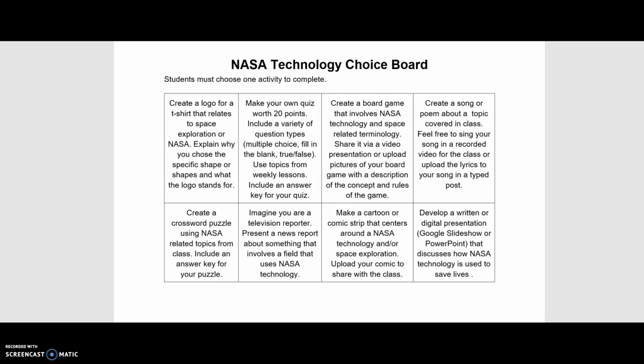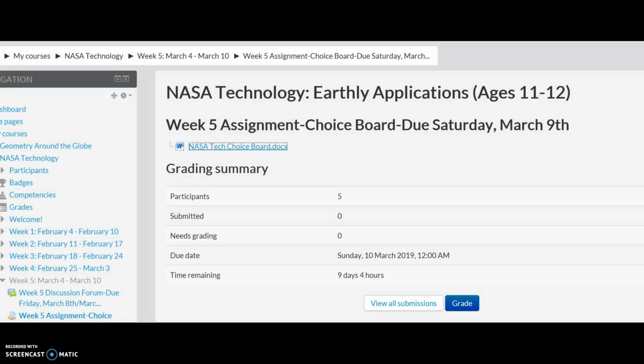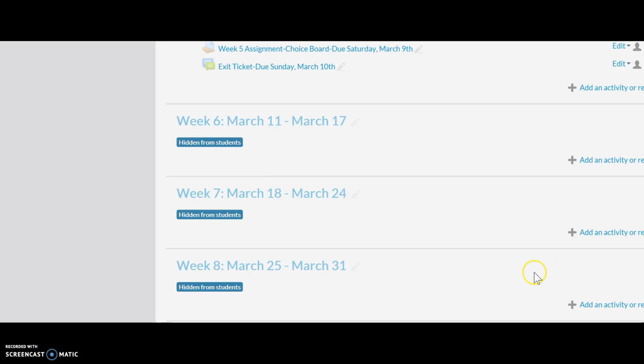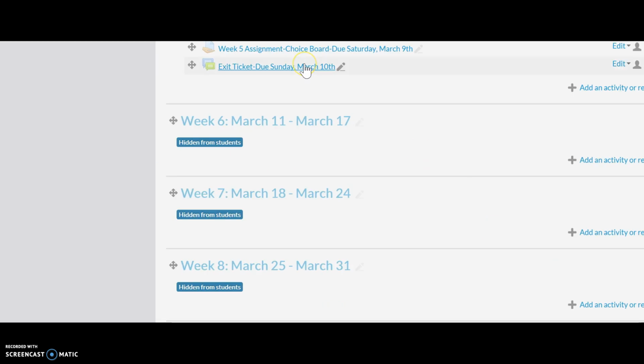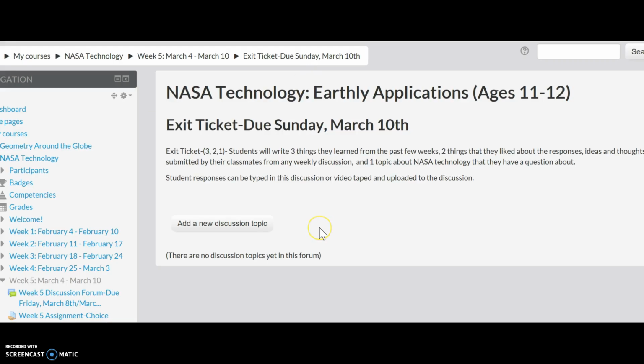For your assignment, remember you only have to choose one. Okay? And then finally, you'll have your exit ticket, exit card, and you're going to do a 3-2-1. So you're going to write 3 things you learned from the past few weeks in the course, 2 things you liked about the responses, ideas, and thoughts submitted by your classmates from any weekly discussion that you choose. So that could be from week 1, 2, 3, or 4.